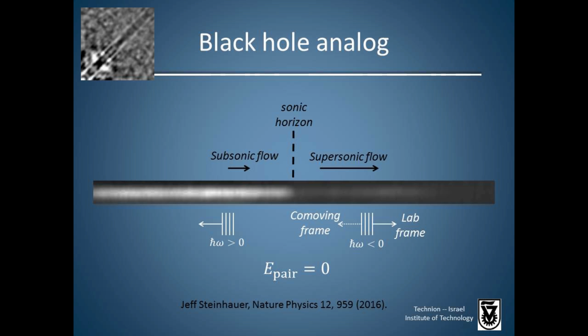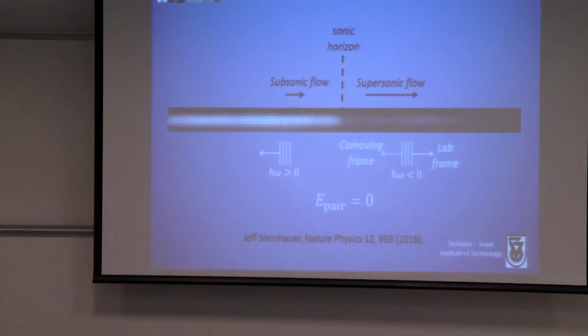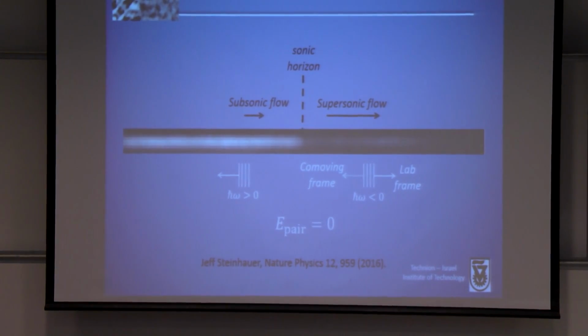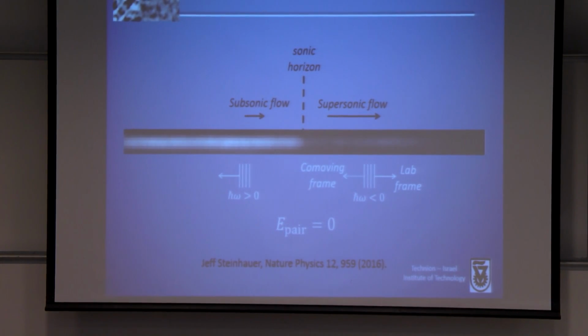So if we consider a phonon on the subsonic side, it can go forward against the flow in the laboratory frame. And this phonon has positive energy and positive frequency. However, a phonon directed against the flow on the supersonic side is swept backwards by the flow. It doesn't actually go forward. And this phonon has negative energy and negative frequency, and it can never reach this point which we'll call the analog of the horizon. So this is analogous to a photon trying to escape from inside of a black hole. So one can have a pair of these phonons with zero total energy.